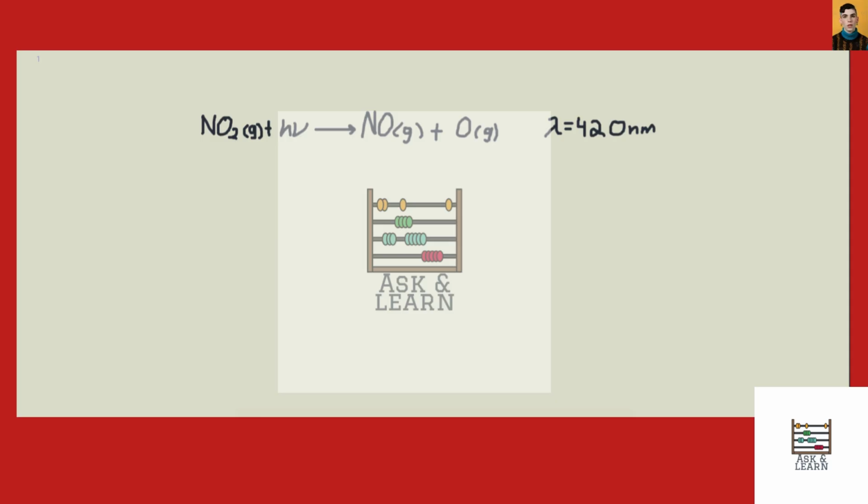All right, guys, we're doing problem 34 of chapter 18 in Chemistry Essential Science. An important reaction in photochemical smog is the photodissociation of NO2. NO2 plus h nu, which is the symbol for light, yields NO gas plus oxygen gas. The maximum wavelength of light that causes this reaction is 420 nanometers. What part of the electromagnetic spectrum is light with this wavelength found?